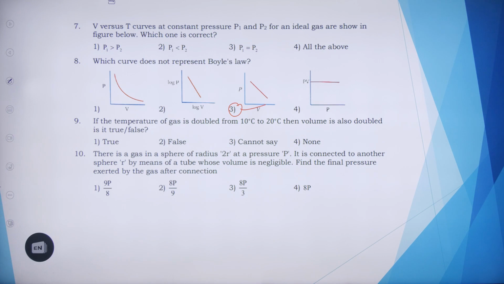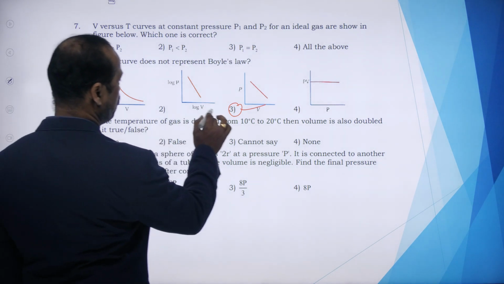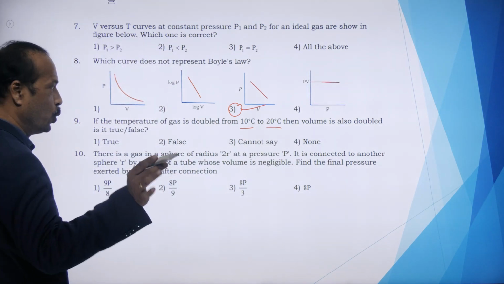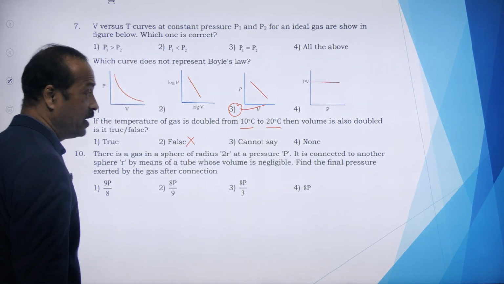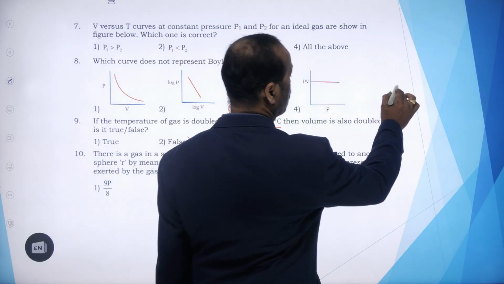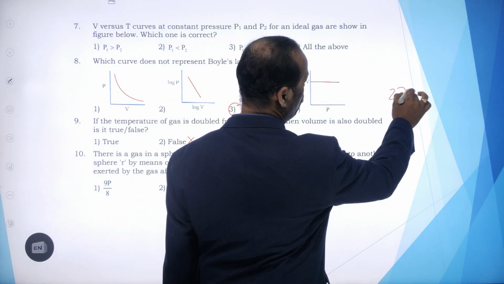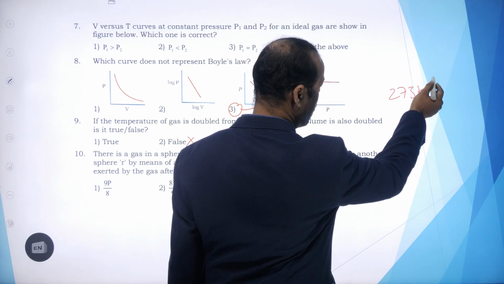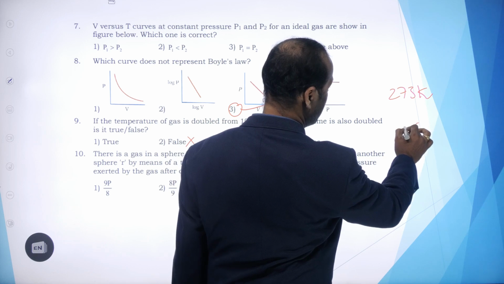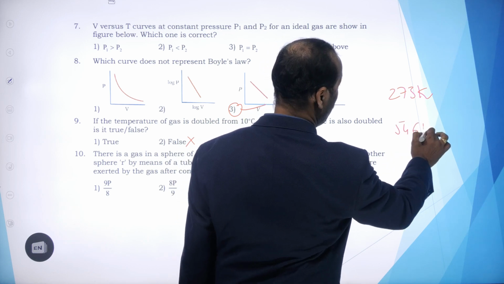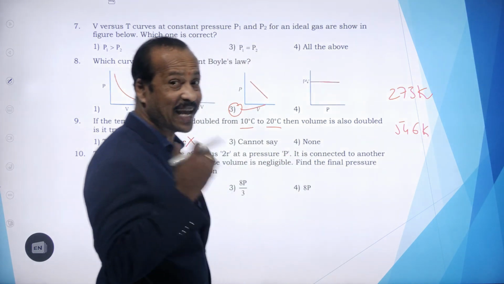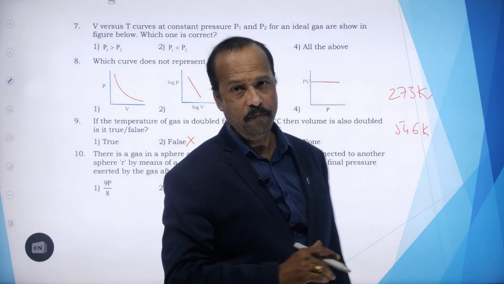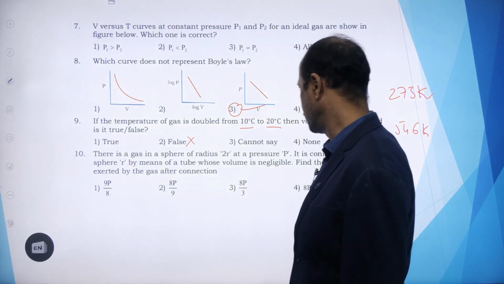Clear? Now, next one. If the temperature of a gas is doubled from 10 degrees to 20 degrees, then is the volume also doubled? No, it will not be doubled. When will it be doubled? For example, if the Kelvin scale is given, 273 Kelvin, and if the temperature is doubled to 273 into 2, how much will we get? 546. If we bring 546 Kelvin, that will increase. But in the Celsius scale, if you double it, it will not increase. So the answer is false.